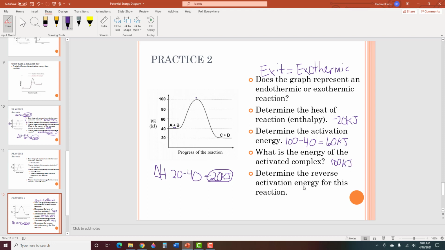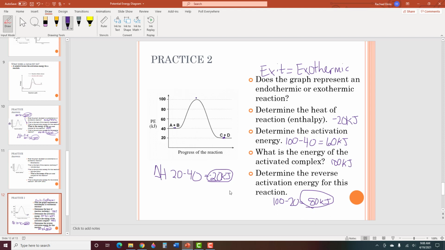And then determine the reverse activation energy for this reaction. So reverse meaning our reactants would be here. We're starting here with C and D, and we're going to go to the top of the hill. So it is 100 minus where we started, which is 20, and then that would be 80. And again, activation energy is always positive because it's how much energy you need to put into the system, and you don't put in negative amounts of energy.